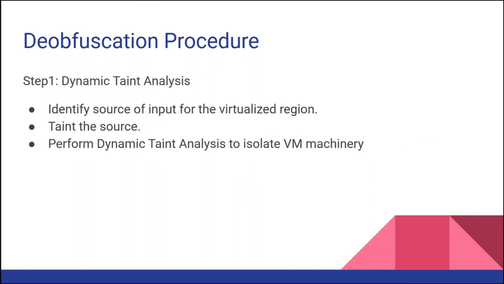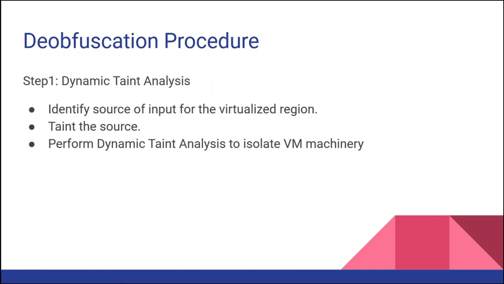So, dynamic taint analysis, which is the second step. We begin by identifying the source of input for the virtualized region. The main purpose of this step is to isolate the VM machinery, meaning we want the set of instructions that belong to the bytecode interpreter, which executes the virtualized routine at runtime. This step is conducted so we can pinpoint the region to emulate during symbolic execution. The virtualized routine is likely to be taking input from some external source, which determines its execution. For example, in the factorial algorithm we presented, the routine takes input from the user, but the input could come from any source in the external environment.